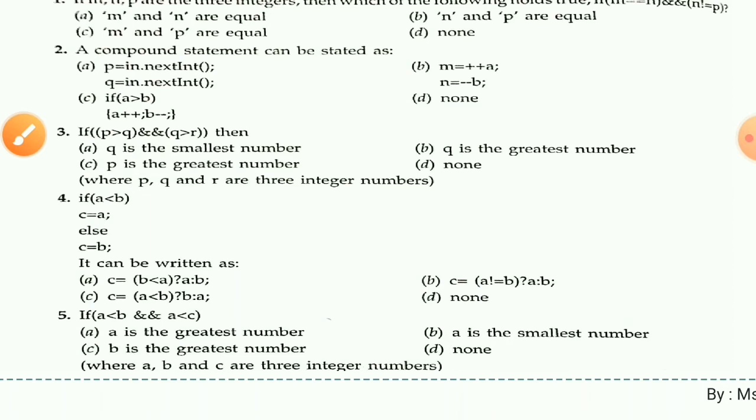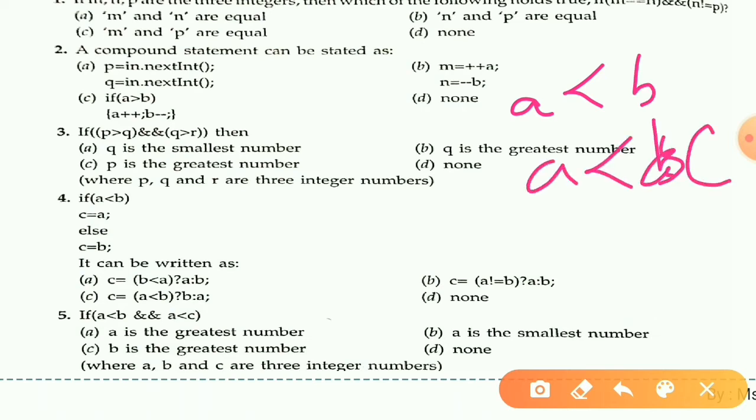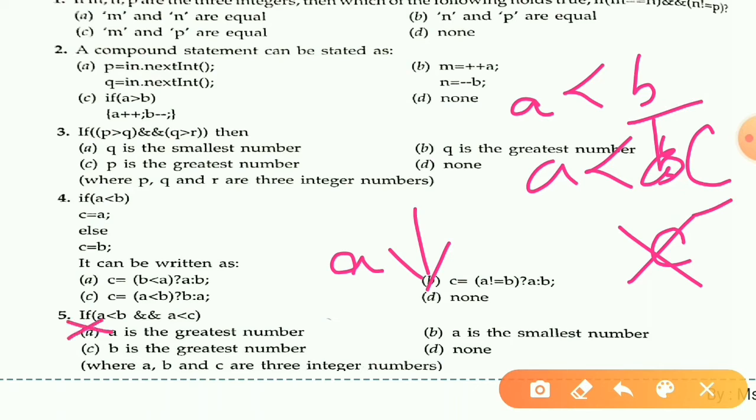See the last one, the fifth one. You have if a less than b and a less than c, it means a is less than b and a is less than c. Then what does it denote? It denotes that a is the smallest number. It doesn't say anything about b and c, because we do not have any relation between b and c. So over here, see the a part, a is the greatest number, the condition doesn't match. B, a is the smallest number, yes, that we can say. So for the fifth question you have B as the answer. Please mark your answers.